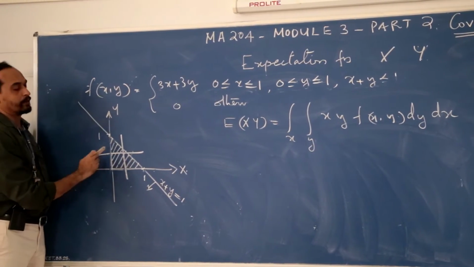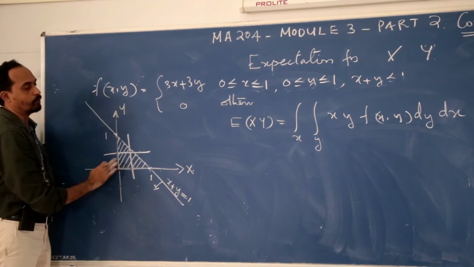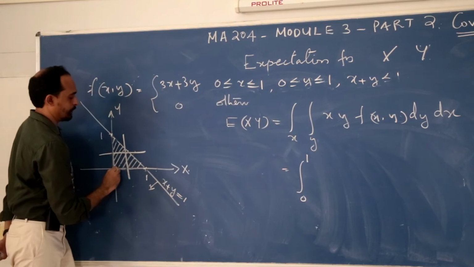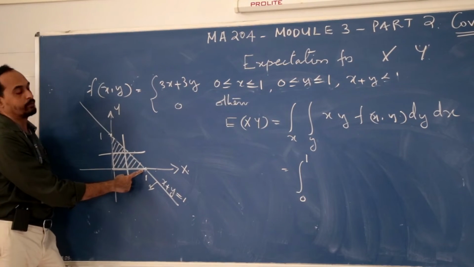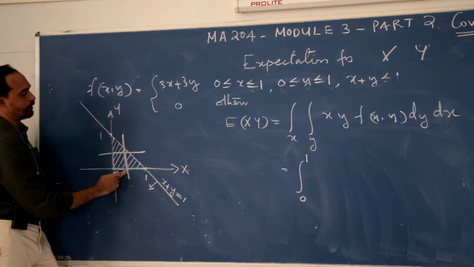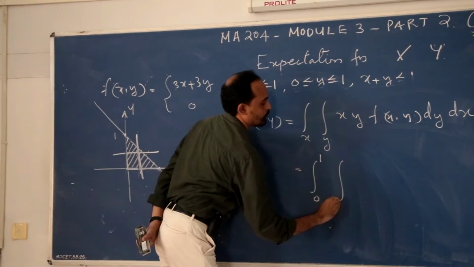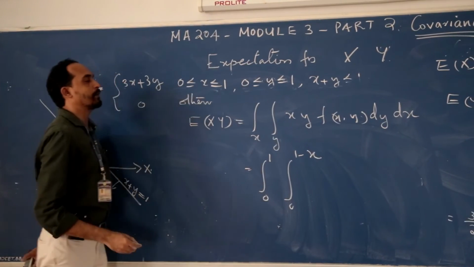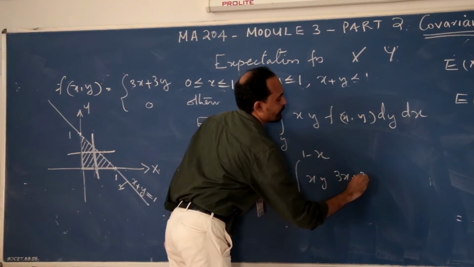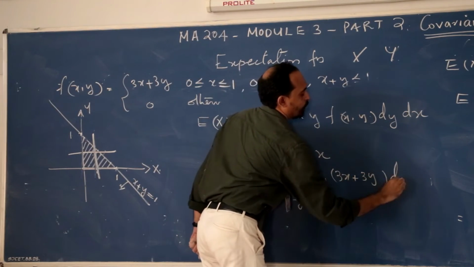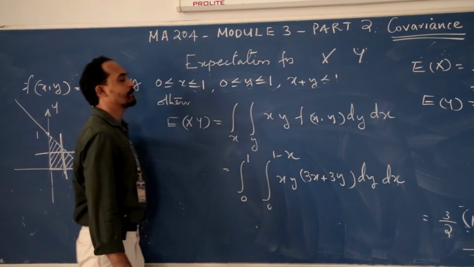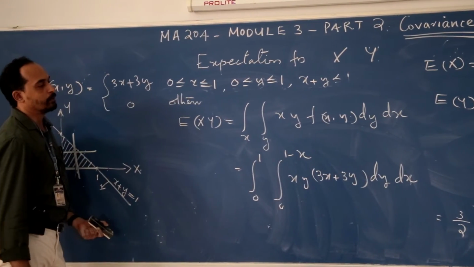In this triangle, either you can fix x or you can fix y. So I am fixing x. So x varies from 0 to 1. This is fixed. So y varies from where to where? y varies along the strip, and y varies from 0 to 1 minus x. xy into (3x plus 3y). First integration with respect to y, then with respect to x.